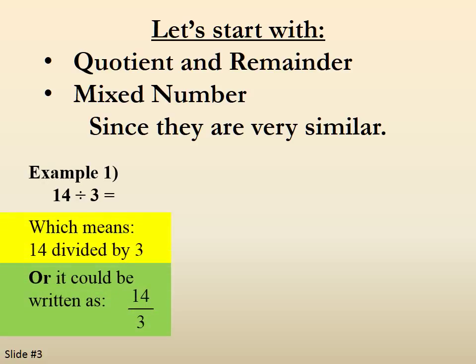Example 1. 14 divided by 3. That's what it means, 14 divided by 3. Or if you wanted to write it as a fraction, you would put 14 on top and 3 on the bottom. And writing it as a long division problem, 3 is divided into 14. The way I remember which one goes where is TI, or Texas Instruments: top inside. So I look at the fraction, I say the 14, the top goes inside. So it's 3 divided into 14.